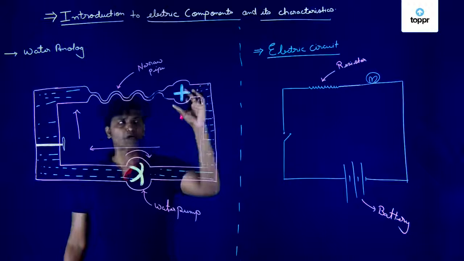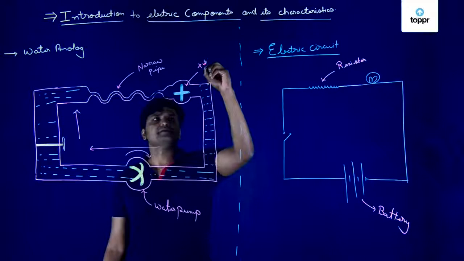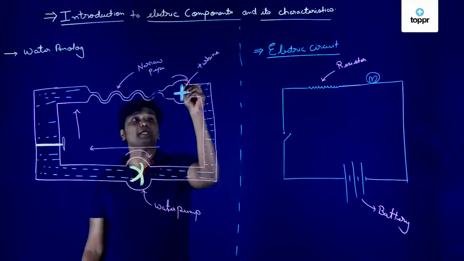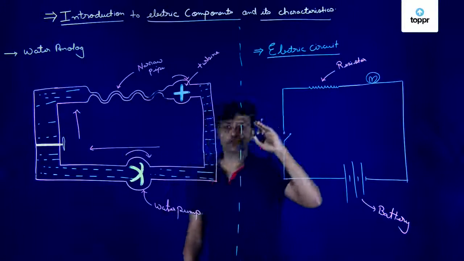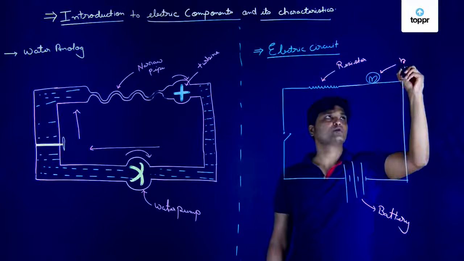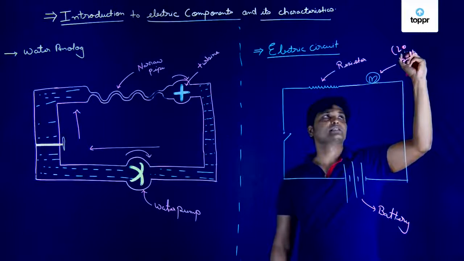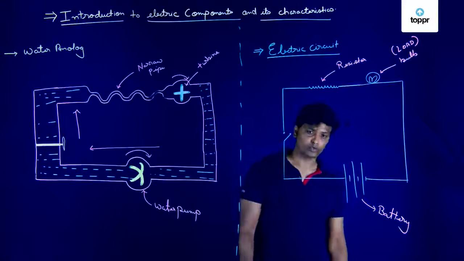In this arrangement, what is this? This is a turbine. This is my output. I want this turbine to be rotated. This is my desirable output. What is my desirable output over here? This bulb. I want this bulb to glow. Right? I can also say that this is nothing but load. This is usually also called as load.